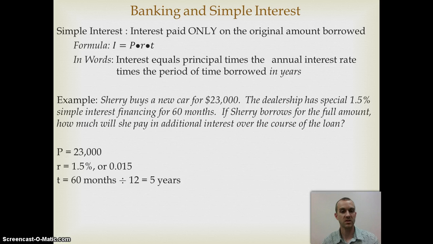So if I go through this entire problem and plug in what I know, I have 23,000 times 0.015 times 5. I multiply my three terms and I get $1,725. So she's going to pay about $1,700 in interest over the course of this deal.